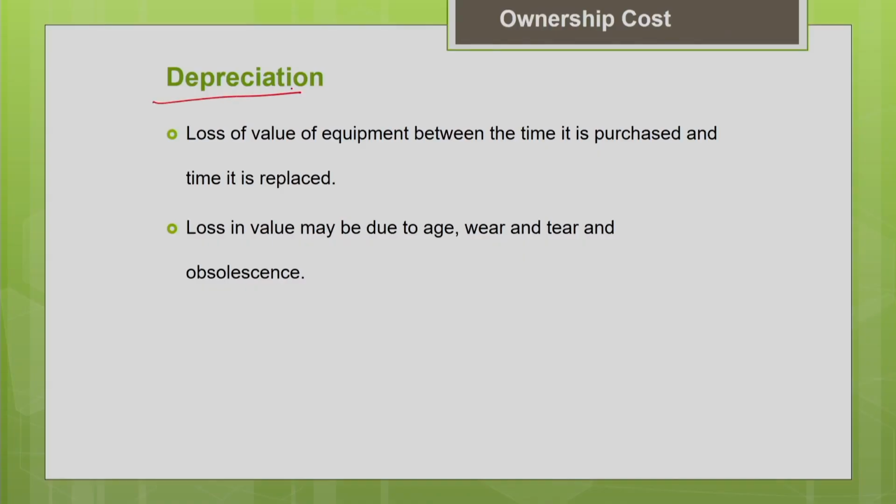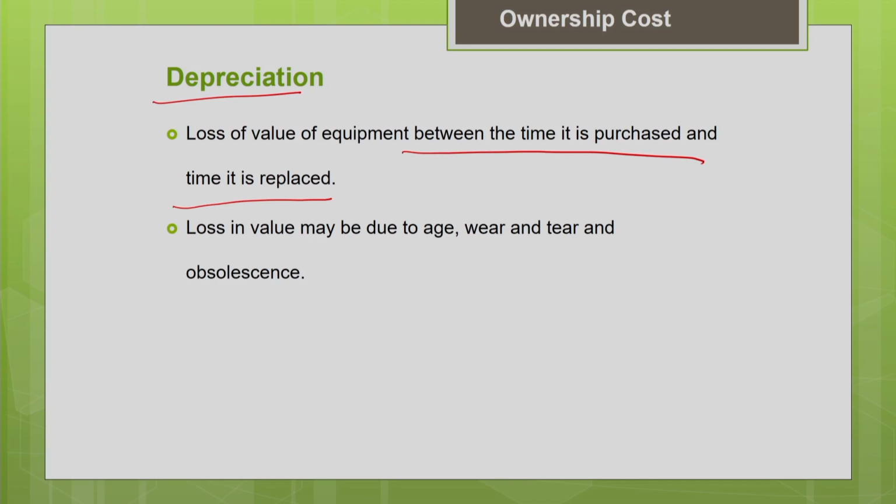So now let us move on to the next important component of the ownership cost, which is the depreciation. Depreciation is nothing but loss in value of the equipment between the time it is purchased and the time it is replaced. As everyone knows, equipment is an asset. So every asset will lose its value with time. Okay, there is a loss in value always with time.